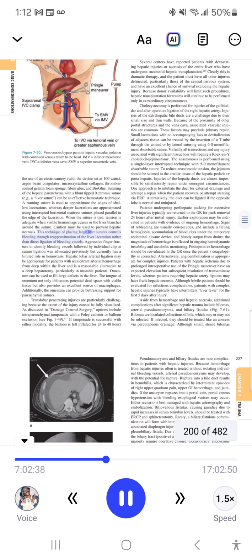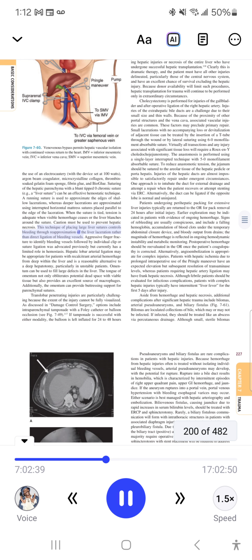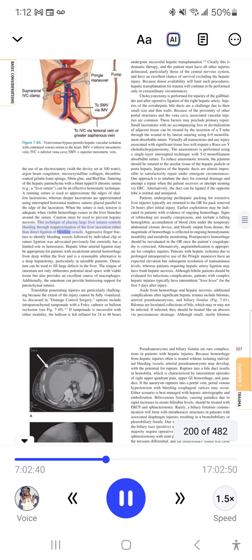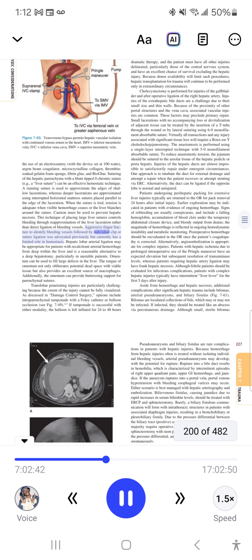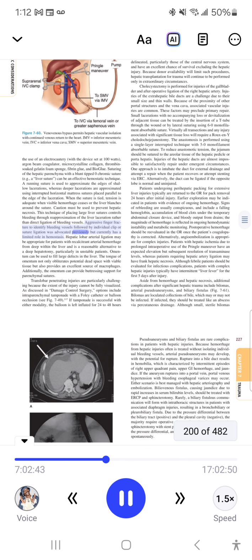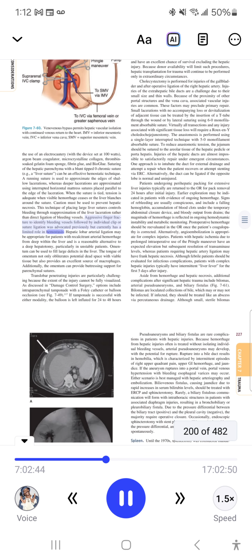This technique of placing large liver sutures controls bleeding through reapproximation of the liver laceration rather than direct ligation of bleeding vessels. Aggressive finger fracture to identify bleeding vessels followed by individual clip or suture ligation was indicated previously but currently has a limited role in hemostasis.